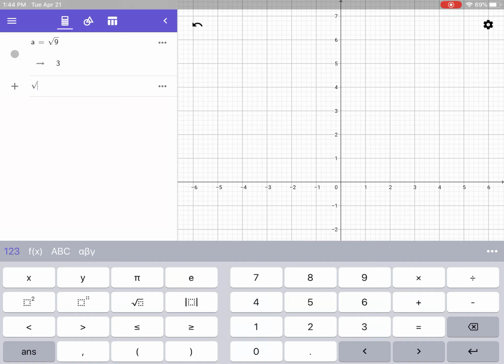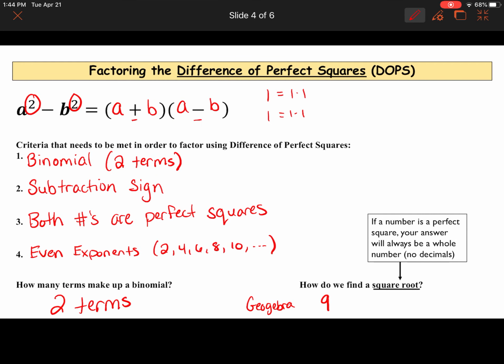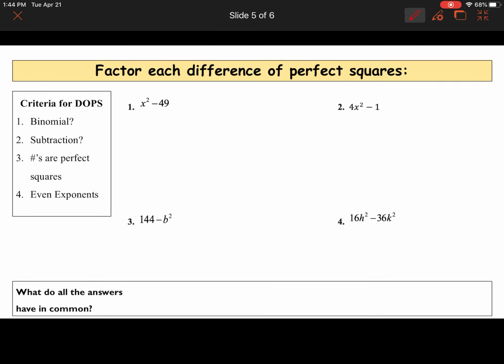How about something like 36? Is it a perfect square? Yeah, it is a perfect square because 6 times 6 is 36. How about something like 24? Is that a perfect square? Not a perfect square because we get a decimal. So that's how you figure out if something is a perfect square. You take the square root and you make sure it equals a whole number.